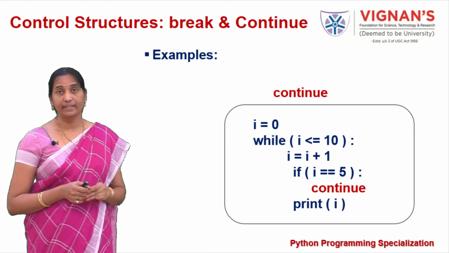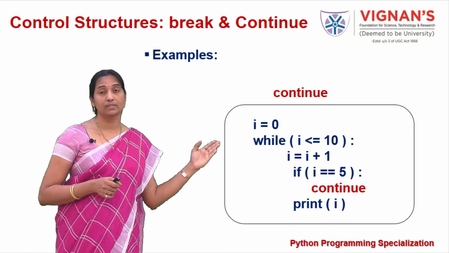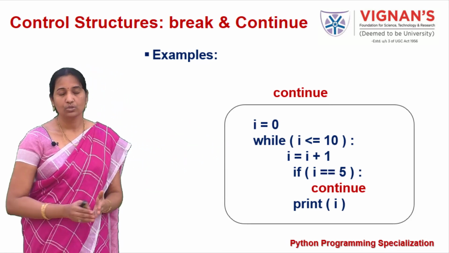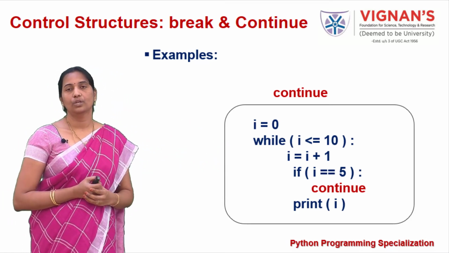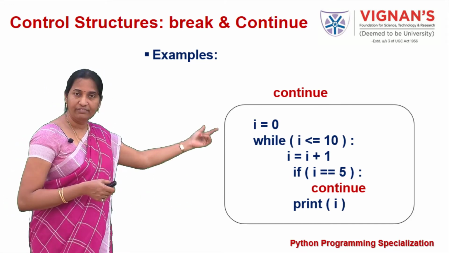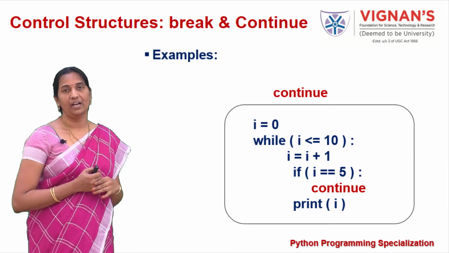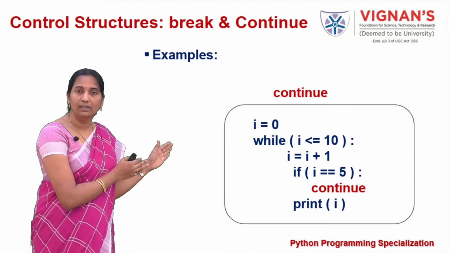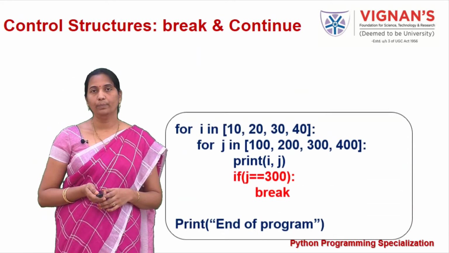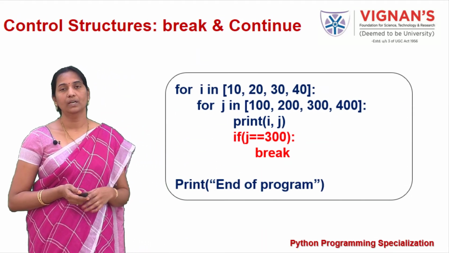So 1 is displayed, then 2, 3, and 4, but when i gets 5, is 5 equal to 5, the condition is true. So you are executing the continue, so the next print statement will not be executed. Further iterations will be continued as usual. So except the value of 5, the remaining values will be displayed. I hope now you understand the difference between the break and continue.